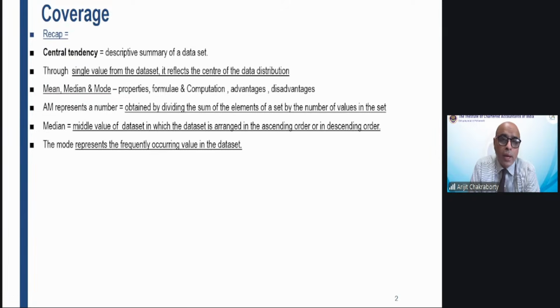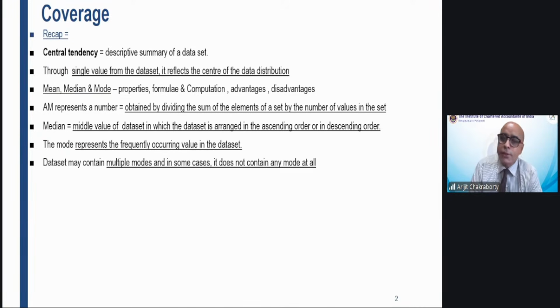The mode, as we have discussed, represents the frequency. That value which has the highest frequency will be regarded as the mode. But there may be distributions where there could be one mode, or two modes, or even more. Data sets can therefore contain multiple modes, and in certain scenarios, there may not be any mode. So these types of situations can also arise.